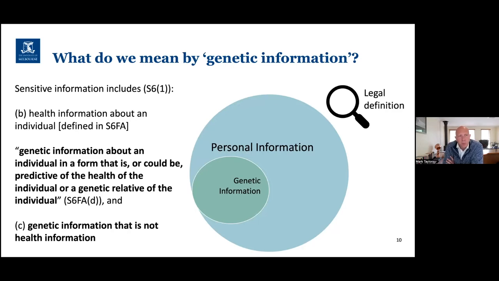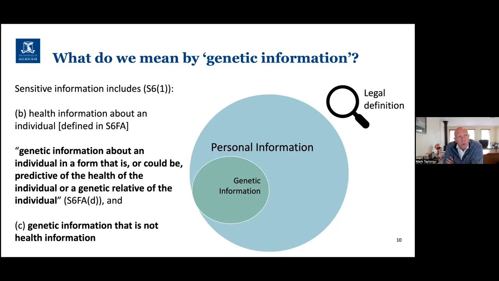The Privacy Act puts particular responsibilities upon those who are processing, collecting, using, and disclosing personal information. It places additional responsibilities upon data custodians who are collecting, using, and disclosing sensitive information. So there are additional protections for this subcategory of information, and genetic information is one type of health information. But in order to be genetic information, according to Section 6B, it has to be about an individual in a form that is or could be predictive of the health of the individual or a genetic relative of the individual.